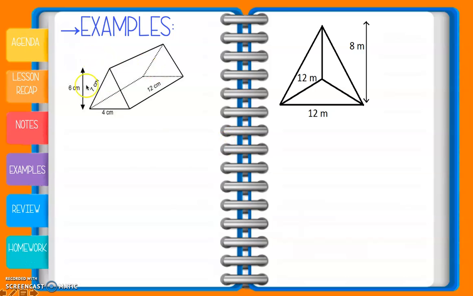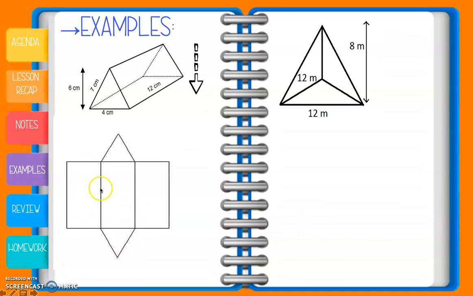So this first one we have here is a triangular prism. It's triangular because it's got these two ends, and it's a prism because it has these rectangular sides. So we're going to first draw our net, okay? My net has 3 rectangular sides and 2 triangular bases. Then what we're going to do is label our side lengths.